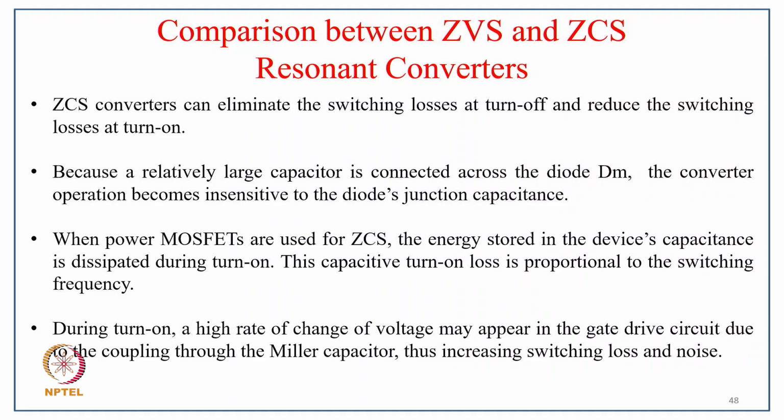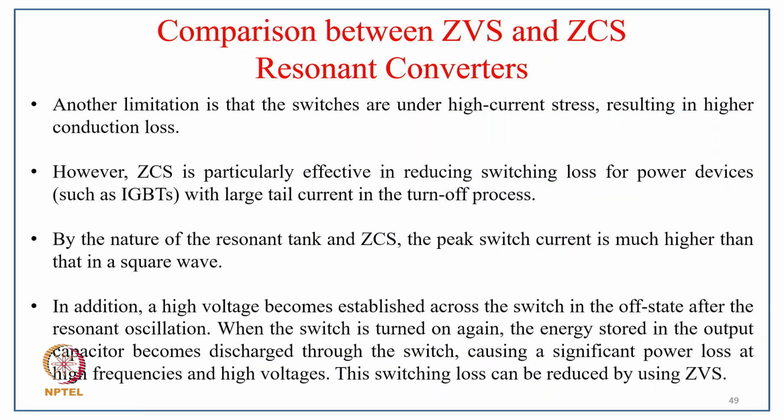So ZCS converters can eliminate the switching losses at turn off and reduce the switching losses at turn on. And because a relatively large capacitor is connected across the diode DM, the converter operation becomes insensitive to the diode junction capacitance. When power MOSFETs are used for ZCS, the energy stored in the device capacitance is dissipated during turn on. So this capacitive turn on loss is proportional to the switching frequency. During turn on, a high rate of change of voltage may appear in the gate drive circuit due to coupling through the Miller capacitor, thus increasing the switching loss and noise. Another limitation is that the switches are under high current stress, resulting in a high conduction loss.